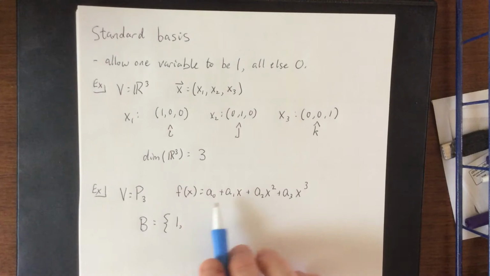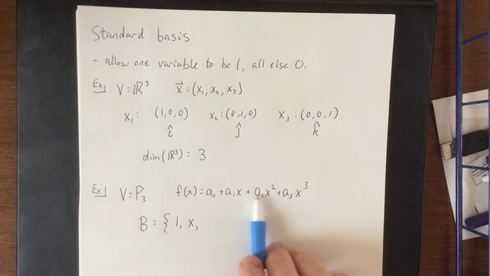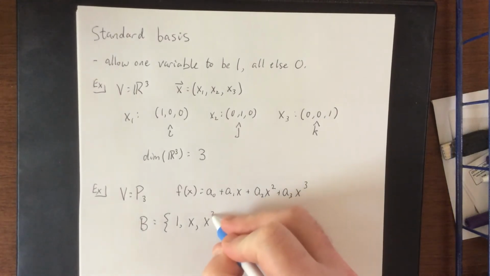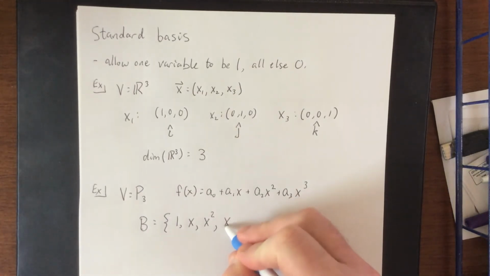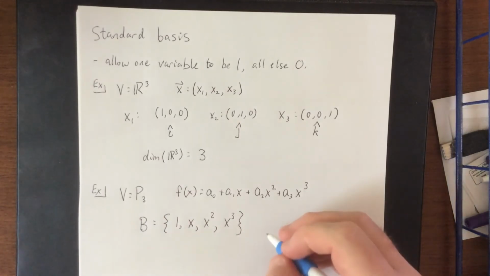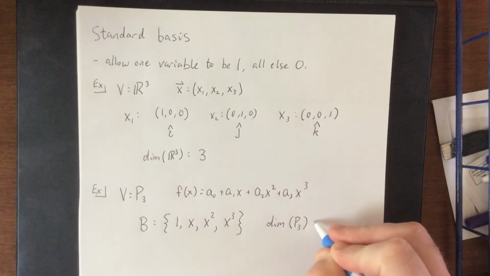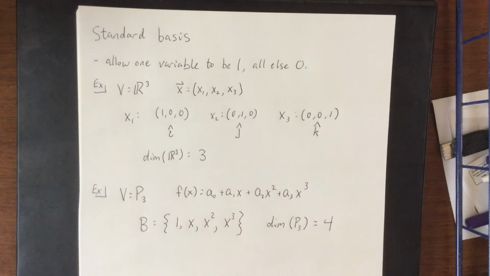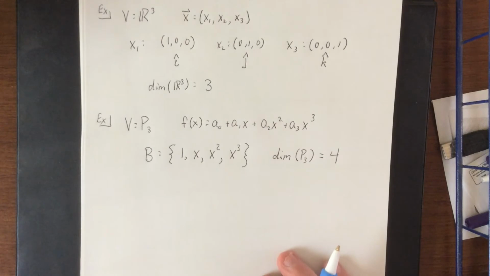I could set a1 equal to 1 and all of the others equal to 0 and get x as that element. I could set a2 equal to 1, set all of the others equal to 0. And I could set a3 equal to 1 and the others equal to 0. So in this standard basis for P3, we see a total of 4 vectors. So we can conclude that the dimension of the set of polynomials of degree no more than 3 would be equal to 4. Now, it's generally true that whatever number you see down here is going to be 1 less than the dimension of that basis.